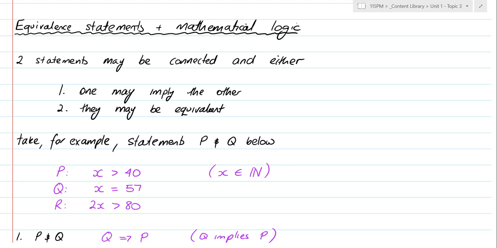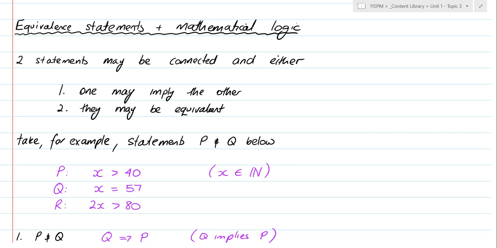So, equivalent statements in mathematical logic. The first statement I've got here is that two statements may be connected, and there are two options. One is that one may imply the other, and two is that they may be equivalent. I know that probably sounds a bit confusing, but either one of them means the other one is true, but maybe the converse is not true, and I'll talk to you a bit more about converse in a second. One may imply the other, but the other may not imply the first one, or they imply each other. And if they imply each other, then they're called equivalent statements.